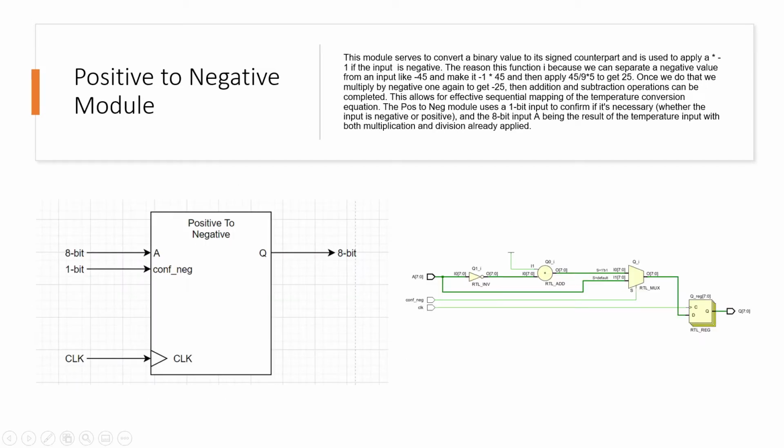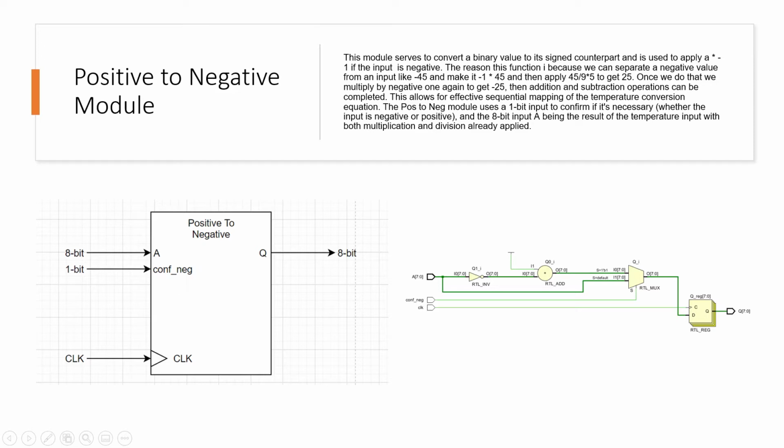Now on to the positive to negative module. This is a very simple module that intends to convert an 8-bit input A to signed binary as an output Q, or simply pass it onto Q if the confirmation value, conf neg, is false. This allows for a system to be used to apply a times -1 value if need be.